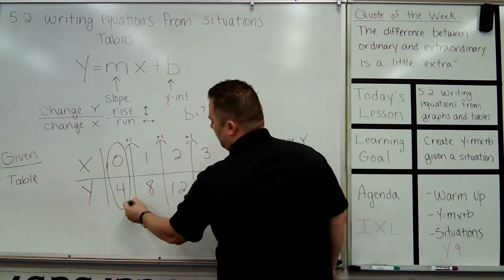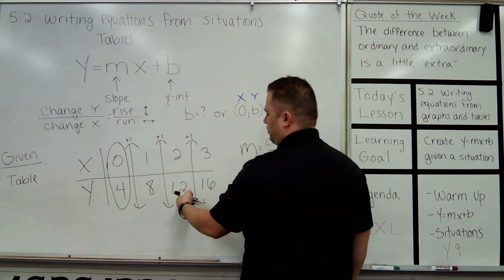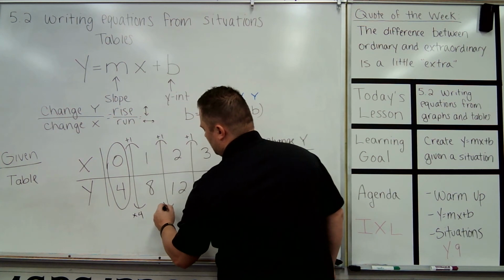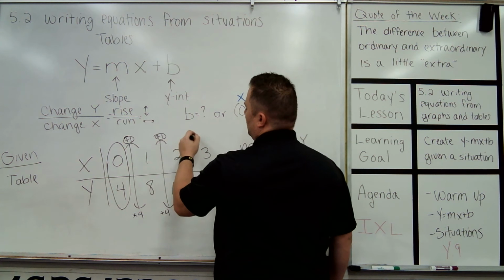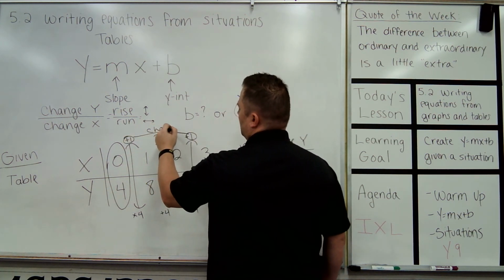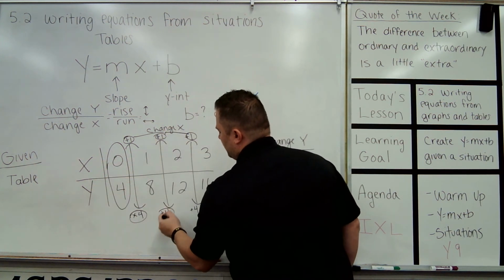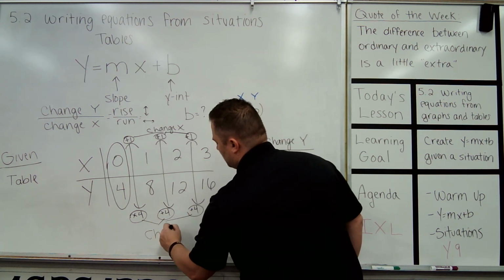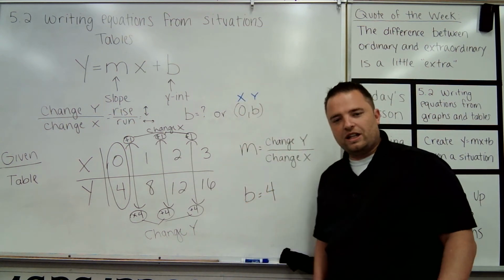And then I can look at my y's. Each time they're going up by a number, from 4 to 8, from 8 to 12, from 12 to 16. Each time they're going up by 4. These numbers on top here, all of these represent the change in x. These are how my x's are changing. These numbers down here represent the change in y. They're how my y's are changing.